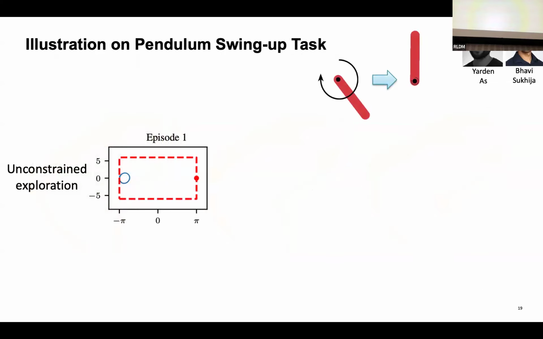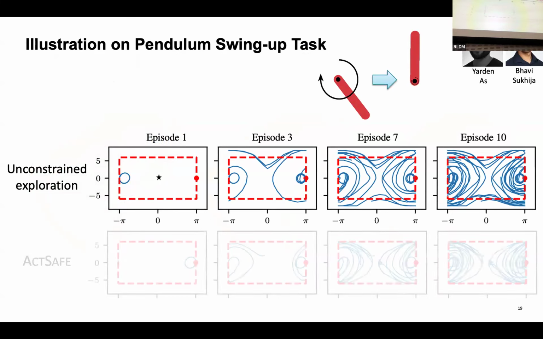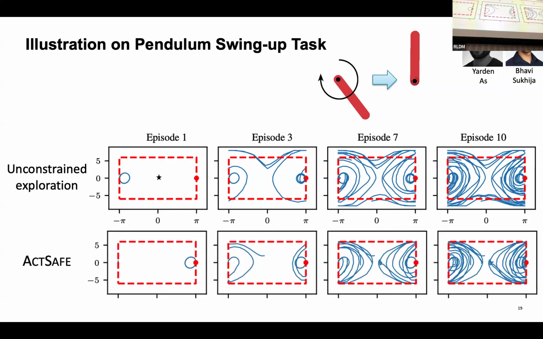Here's just a cartoon illustration on the inverted pendulum problem. This has a two-dimensional state space. The x-axis is the angle, the y-axis is the angular velocity. You want to reach this topmost state here. If you just do active exploration, but unconstrained, you very quickly search the state space. But of course, we might need constraints, and we can incorporate these constraints to still very quickly search the relevant part of the state space and find an optimal policy without ever violating them.